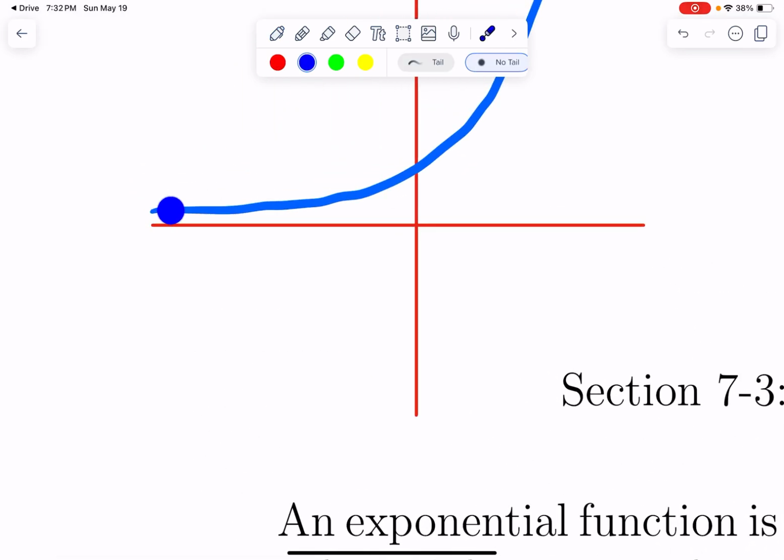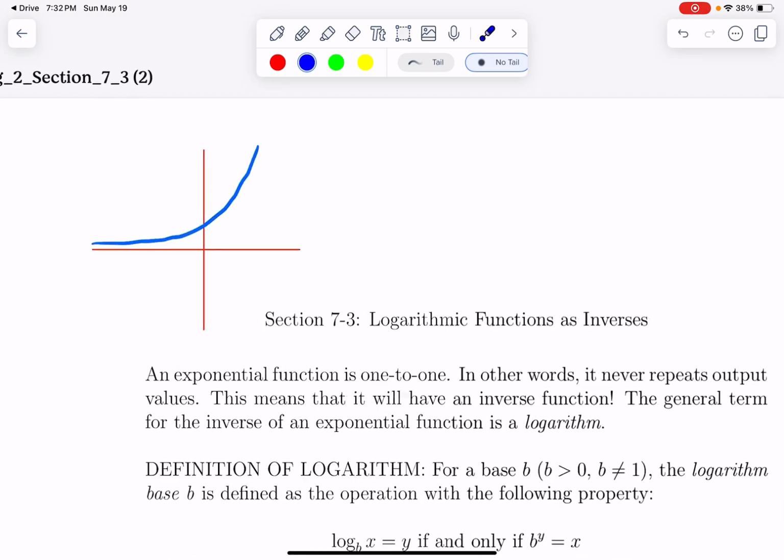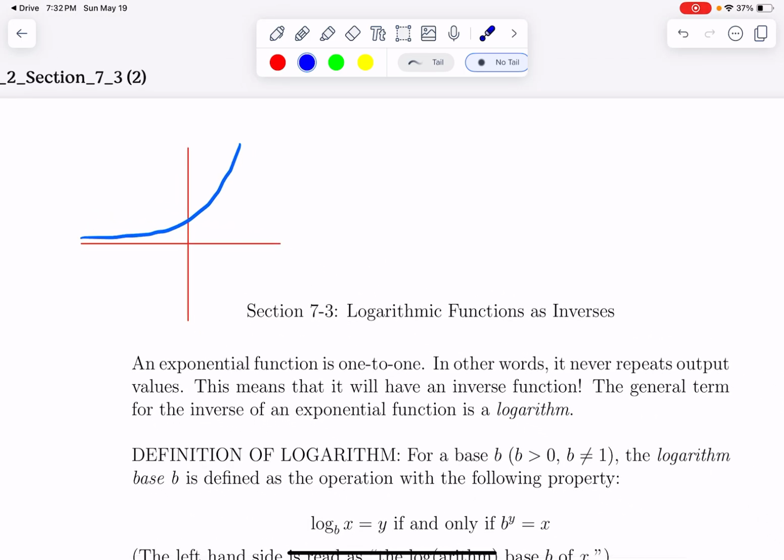And as we move along this graph, all of these points actually have slightly different y values, which means we have a one-to-one function that has an inverse function. So the exponential function can be reversed. And simply by definition, a logarithm is the mathematical operation that reverses what exponentiation does.